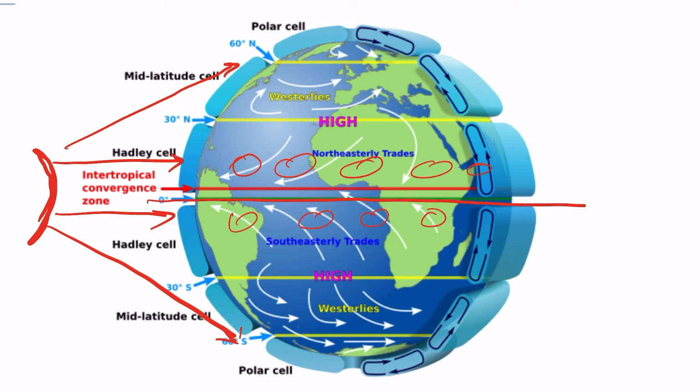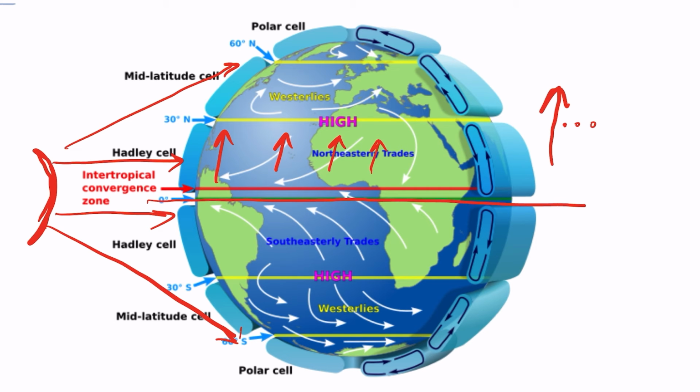Because of this uneven heating, the air in this region gets heated. When the air is warm, it expands. The molecules of air expand. When they expand, they are lighter and they rise up. So when the air near the equator rises up, it leaves empty spaces, but earth doesn't like empty spaces. Therefore the cooler air from the polar region rushes to fill this empty space.